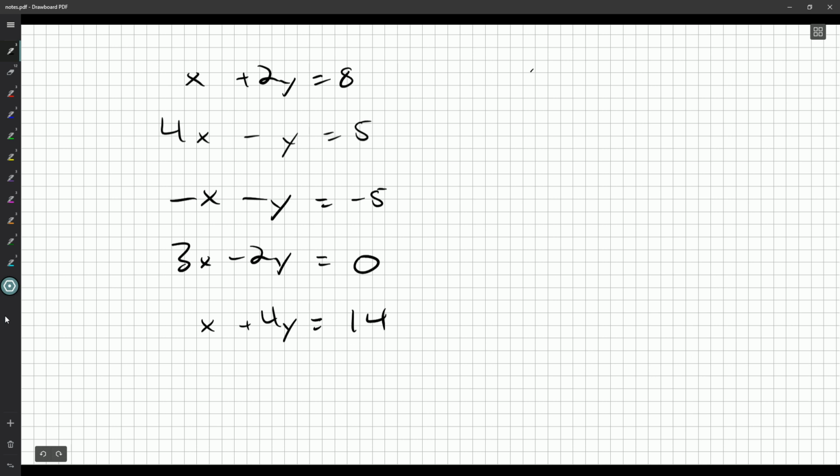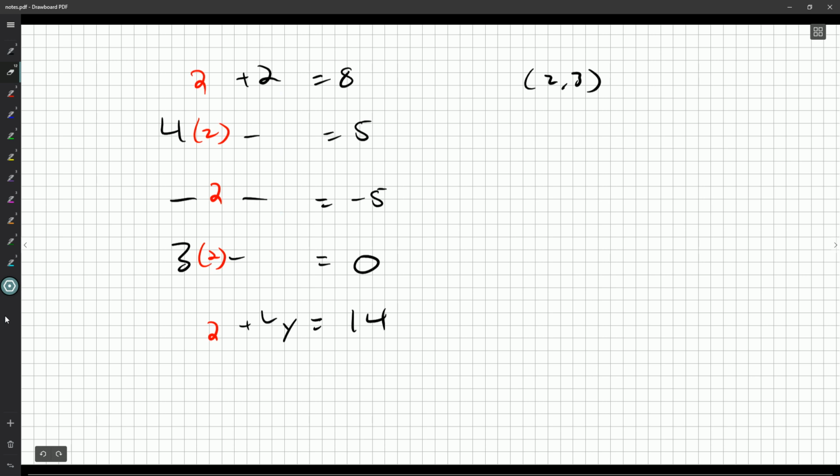Okay, so what would it mean for (2, 3) to be on these lines? Well, if I come along here and replace all these x's with 2, and replace all the y's here with 3, does each of these equations make sense?